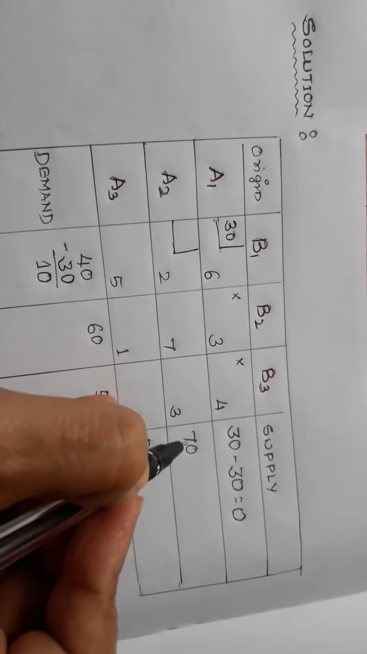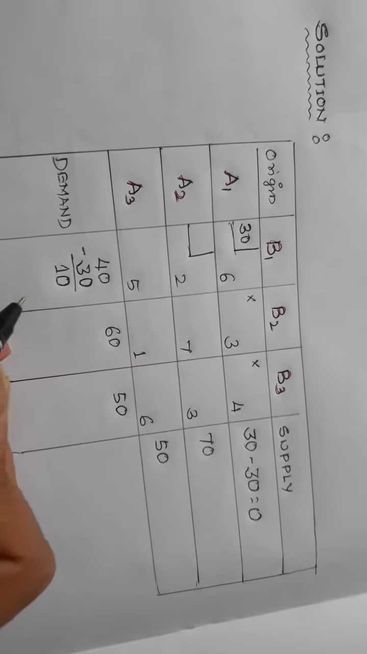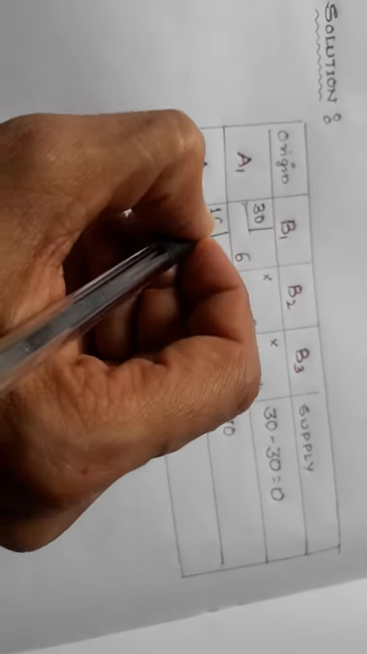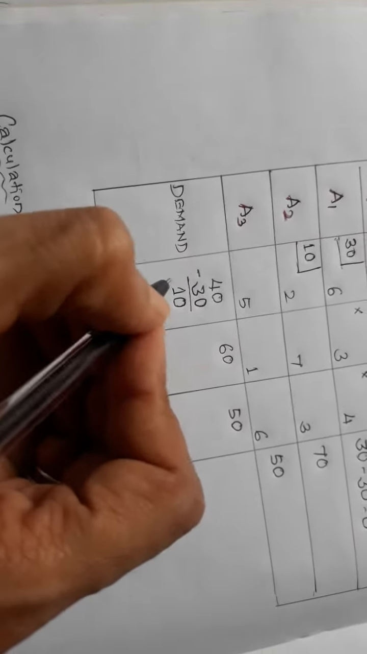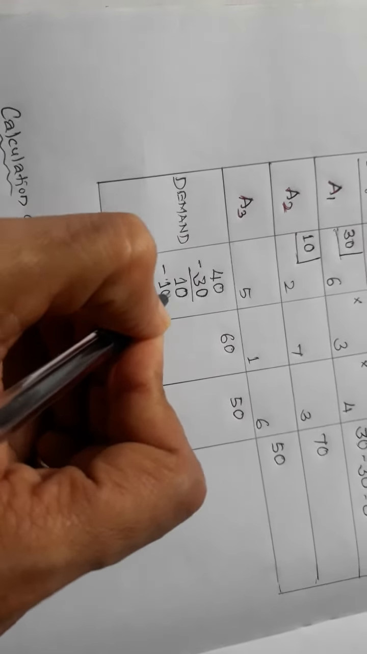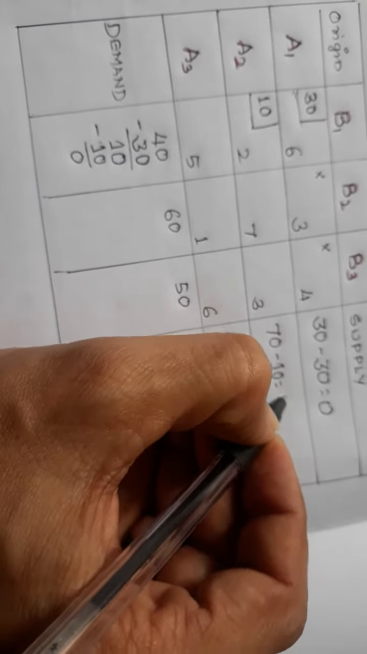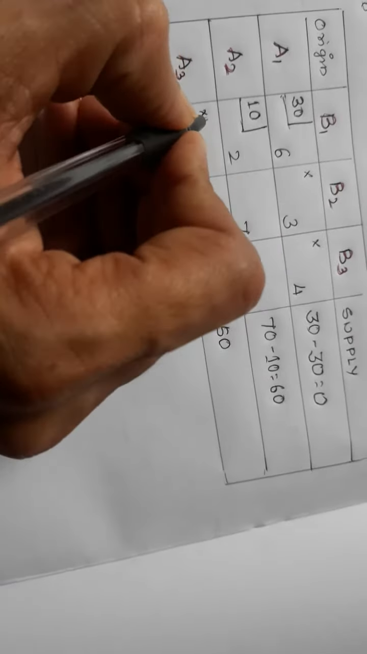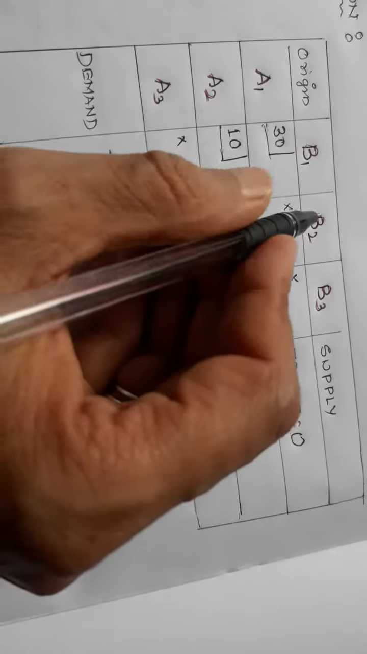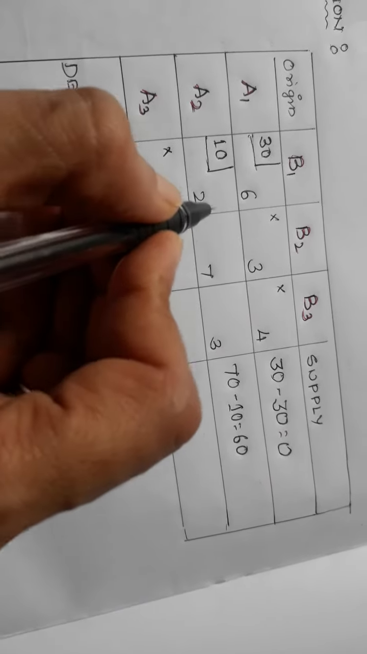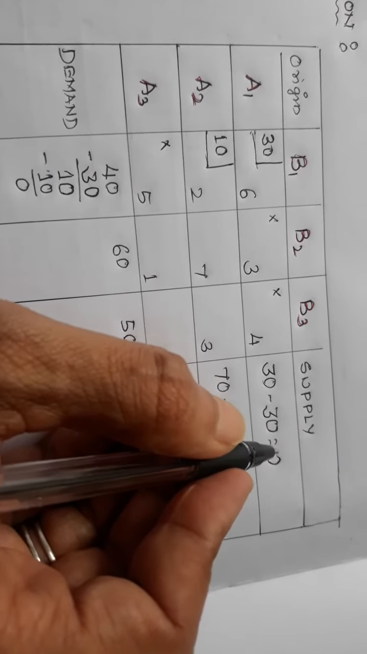See here, supply is 70, demand is 10. Which one is less? Demand. You should fulfill the demand. 10 minus 10 equals 0. Next, 70 minus 10 equals 60. Now demand is 0, so mark a cross. Next, come to the B column, A row. A cross is there because supply is already fulfilled.